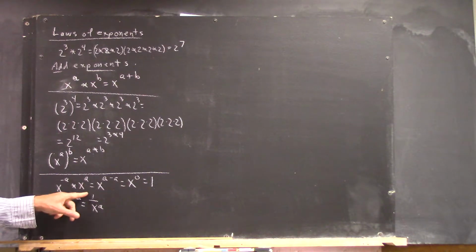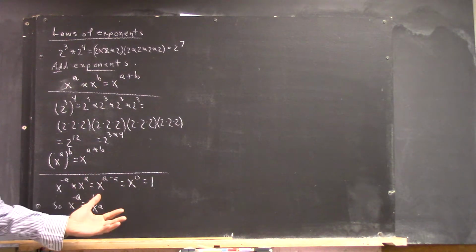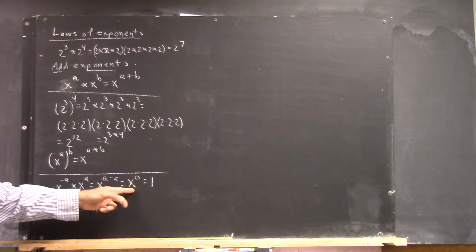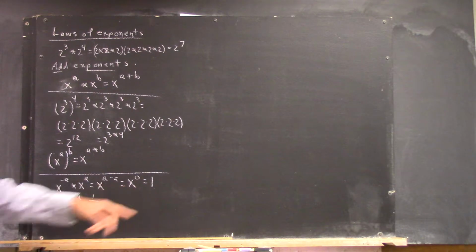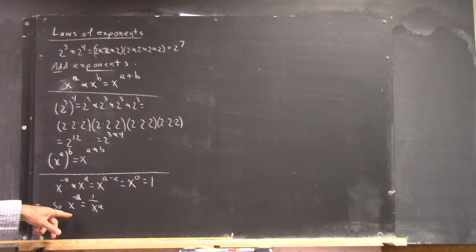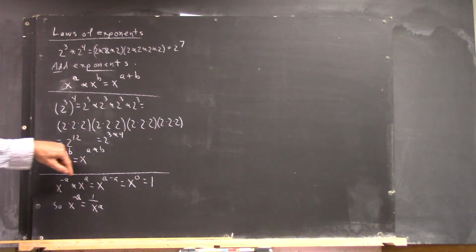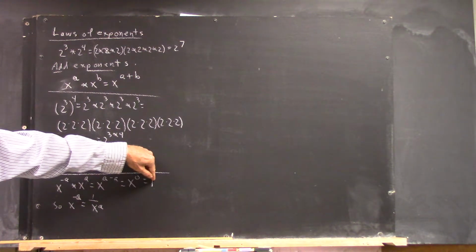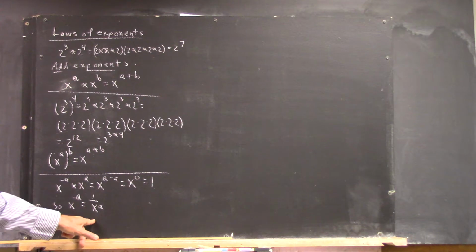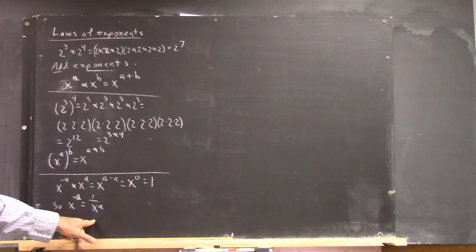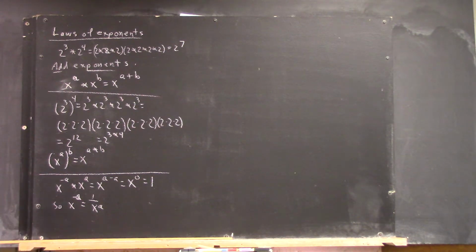You know that x to the negative a times x to the a should be x to the a plus negative a, right? Which is x to the 0, which is 1. Well, that means x to the negative a times x to the a equals 1, which means x to the negative a is 1 divided by x to the a, right? Those are things you really have to understand, lock in, and never forget.